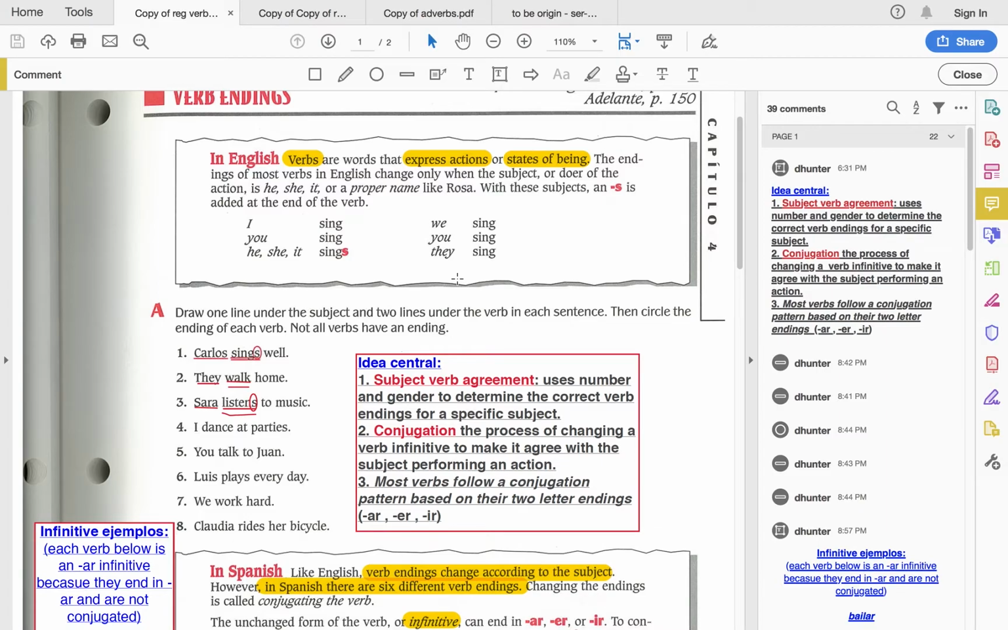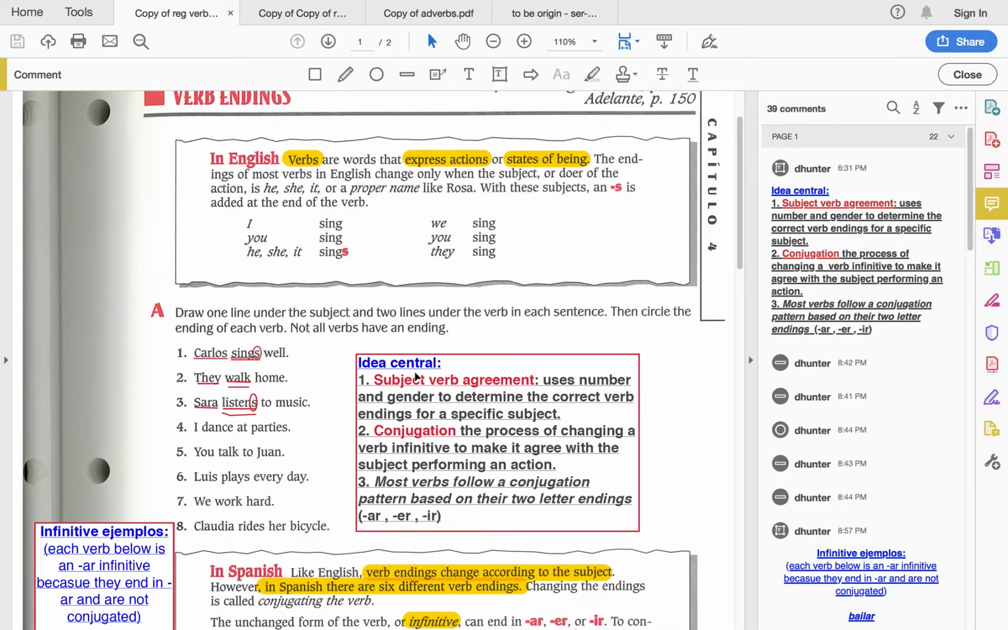In English, verbs are words that express actions or states of being. The verb to sing in English changes based on the subject, but it only changes in one way, adding an S. Again, these are verbs, not adjectives. So we're looking for subject-verb agreement.